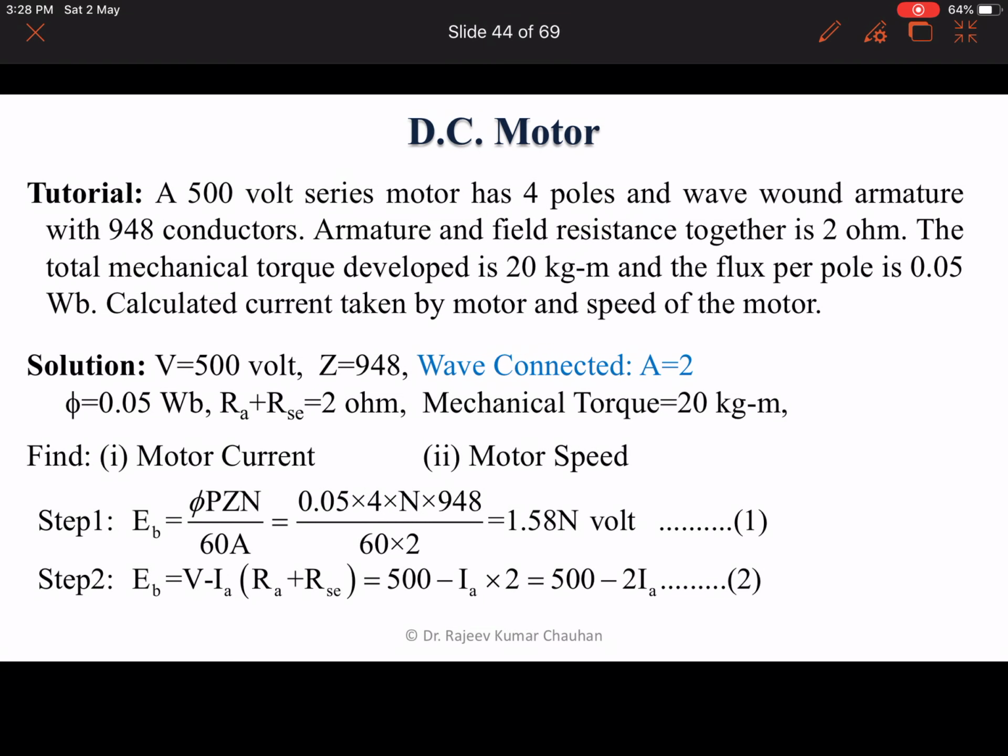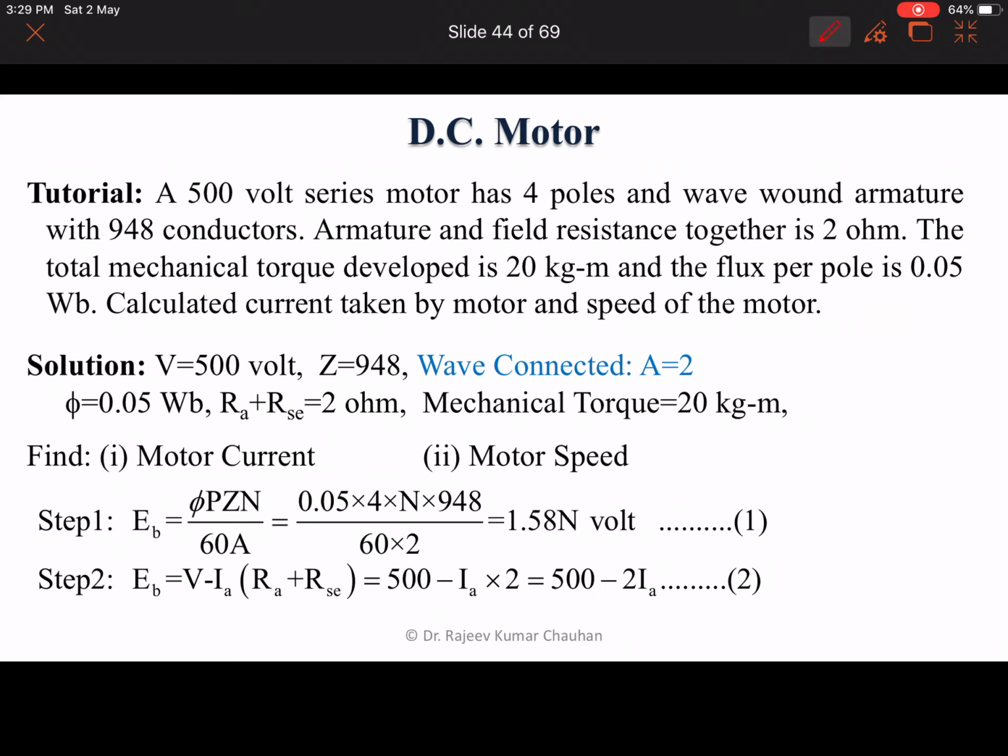Let's discuss a tutorial. A 500 volt DC series motor has 4 poles and wave wound armature with 948 conductors. Armature and field resistance together is 2 ohm. The total mechanical torque developed is 20 kilogram meter and the flux per pole is 0.05 Weber. Calculate current taken by motor and speed of the motor.